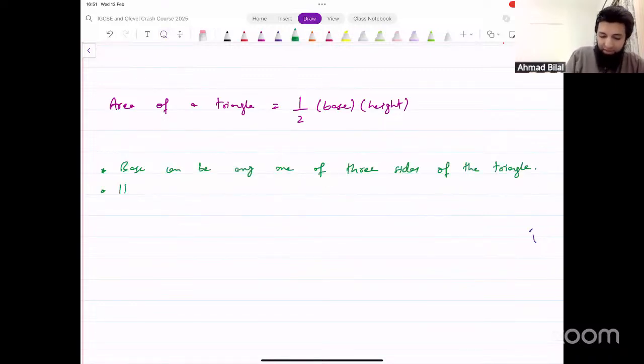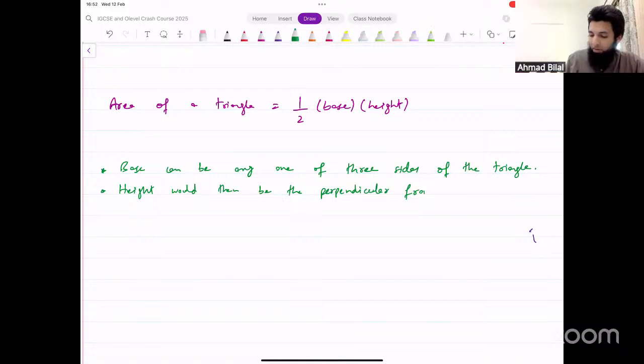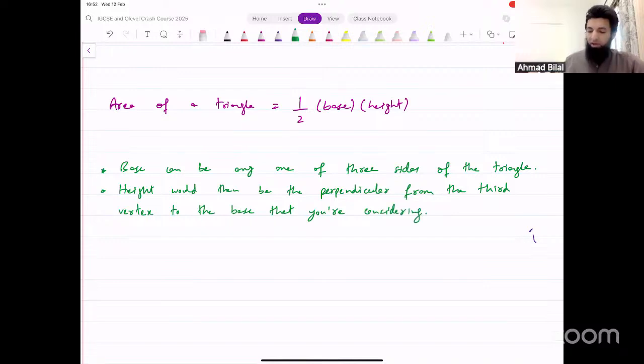It makes sense because then the height that you would be considering would then be the perpendicular from the third vertex to the base that you are considering. Okay, now what does that mean?